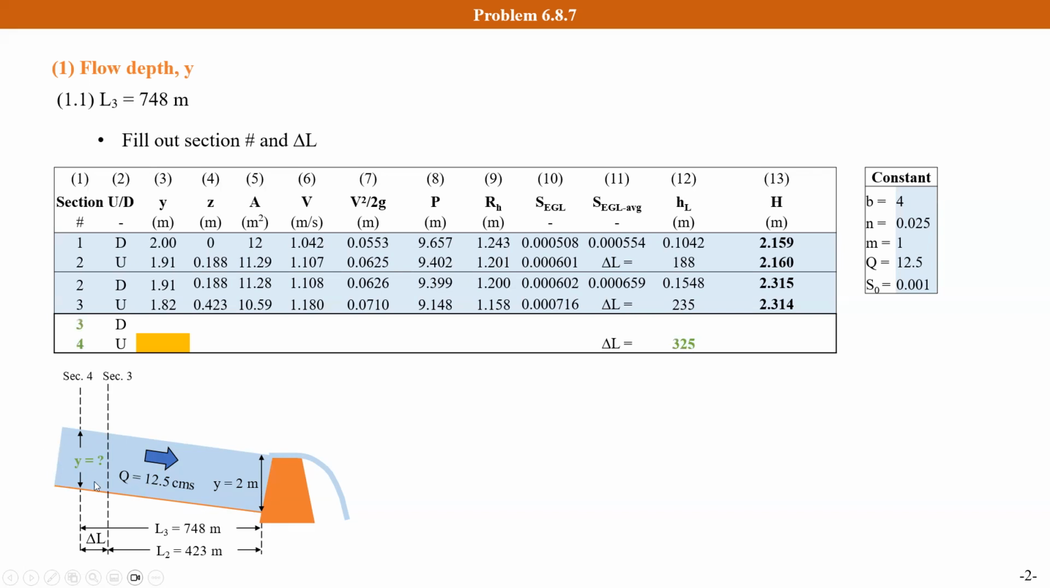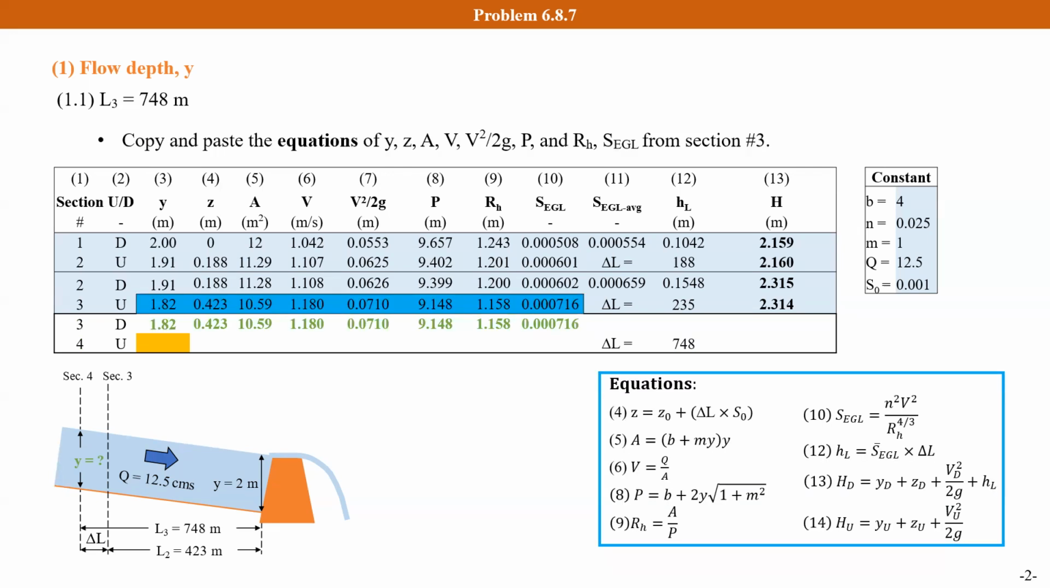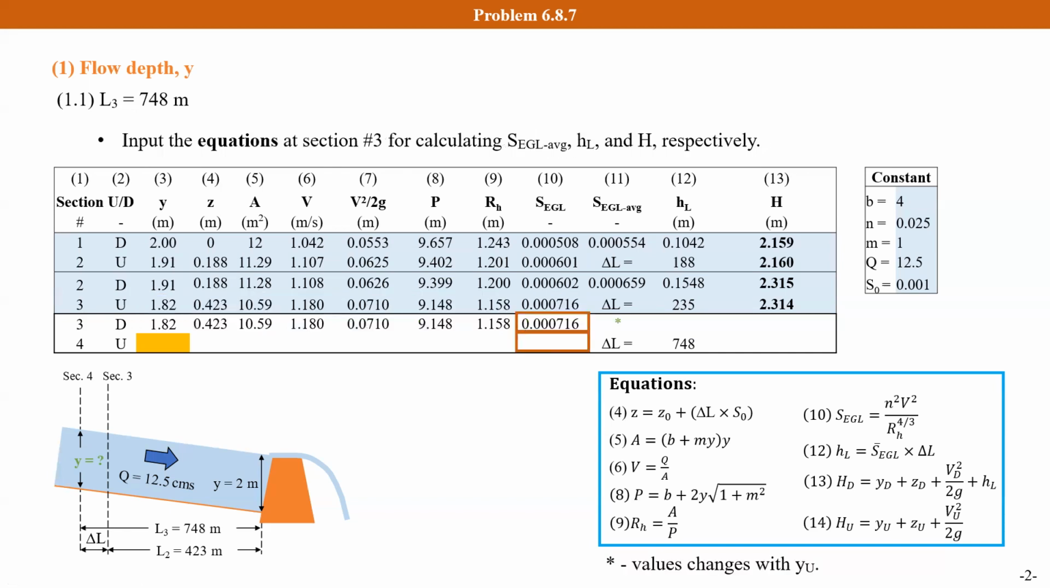Then we need to calculate the delta L. Based on this figure, we know that the delta L can be calculated by using L3 minus L2. It equals 325 meter. So next, we can copy and paste the equations of these parameters from section 3. Then we can get these values shown in green. Then we can input the equations for calculating the remaining parameters.